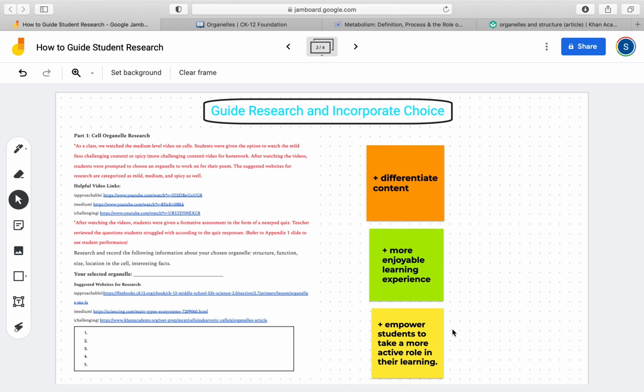So I would also like to point out something important about the wording I use. I try my best not to use the words easy, medium, and hard because students will just tend to use the easy or medium one so they could just complete their activity and get an easy answer. And that's why I try to get creative on how I describe the resources.